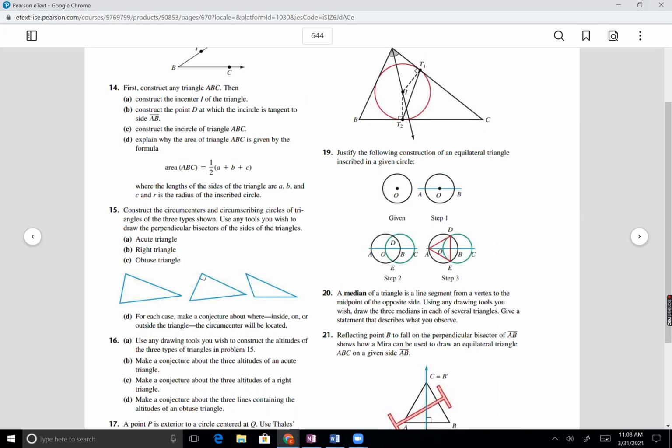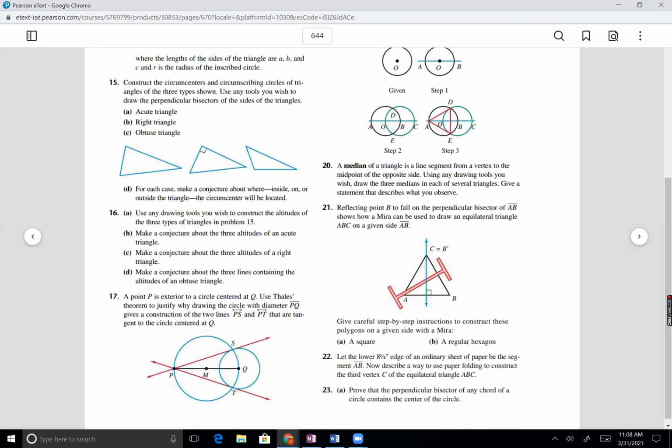Okay. Speed. I understood A and B, but C and D is a little confusing for me. Okay. If you're doing the conjecture about the right triangle and about the altitudes of the obtuse triangle, I'm going to cheat for a minute because I vaguely remember doing those constructions with you last class.